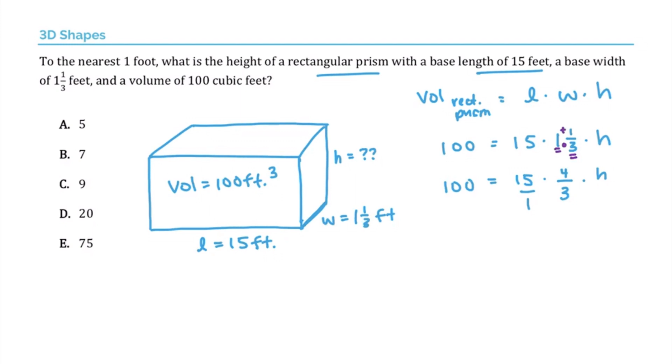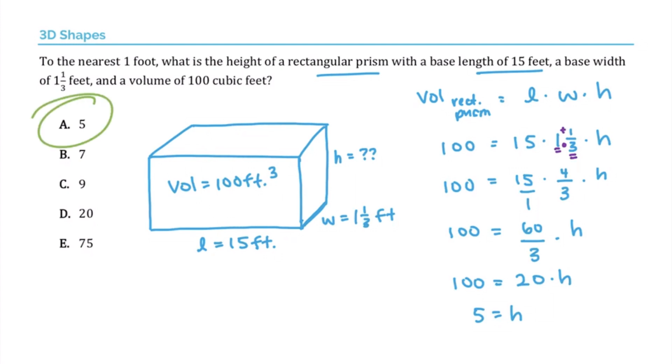15 is just the same thing as 15 over 1. So now I kind of have those fractions better lined up. I have 100 equals 15 times 4 on top is 60 over 1 times 3 on the bottom is 3 times h. I have 60 divided by 3 is 20 times h. Divide both sides by 20 to solve for h, and I get that 5 equals h. So what is the height? The height is 5, so the answer is A. Given that the volume was 100, we had L was 15, we had W was 1 1/3, which by the way is the same as 4/3, and then our job was to solve for that missing variable of height.